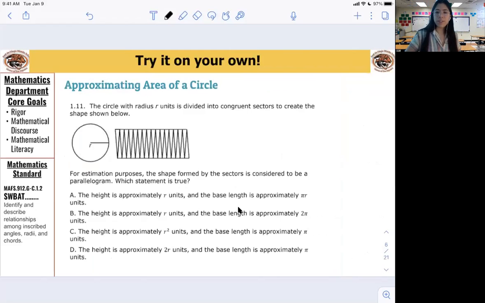All right, Tyrone, you can go ahead and read this one. The circle with the radius r units is divided into congruent sectors to create the shape below. For estimation purposes, which shape formed by the sectors is considered to be a parallelogram? Which statement is true? All right, so take a look. This is purely like definition. So go back to what we wrote down about the definition and see if you can correctly answer this question.